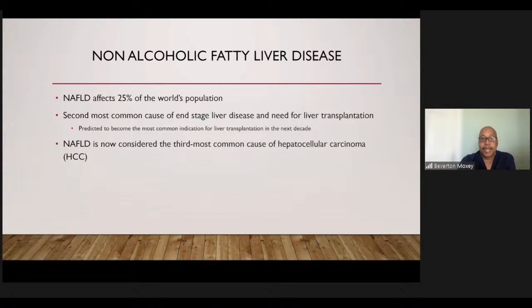I will repeat that. Non-alcoholic fatty liver disease is the second most common cause of end-stage liver disease and the need for liver transplantation. And it is predicted that it will become the most common indication for liver transplantation in the next decade. Currently, hepatitis C is, and with the advent of antivirals that have been successful in the treatment of hepatitis C, it is expected that non-alcoholic fatty liver disease will take over that position. And it is also now considered the third most common cause of hepatocellular carcinoma.